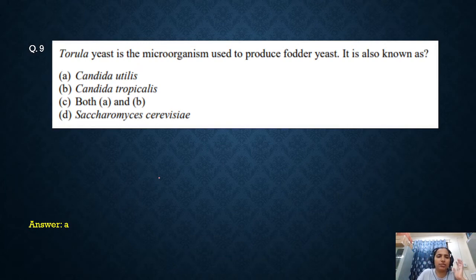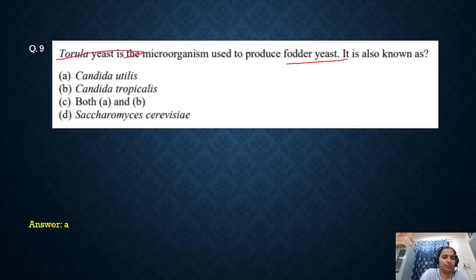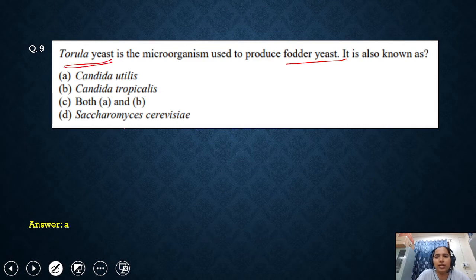Okay, now this is your next question. They're asking that torula yeast is the microorganism used to produce fodder yeast. It is also known as what? They are asking the scientific name of this torula yeast. You must know that it is used as fodder yeast, which is different. Fodder yeast is mainly used for animal feed, which also requires high protein content, high vitamins and other components for a healthy diet.